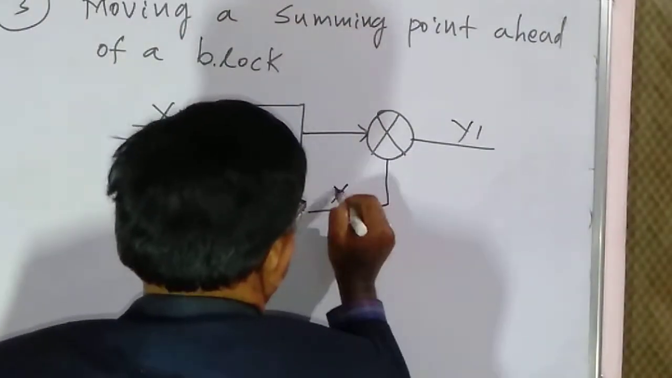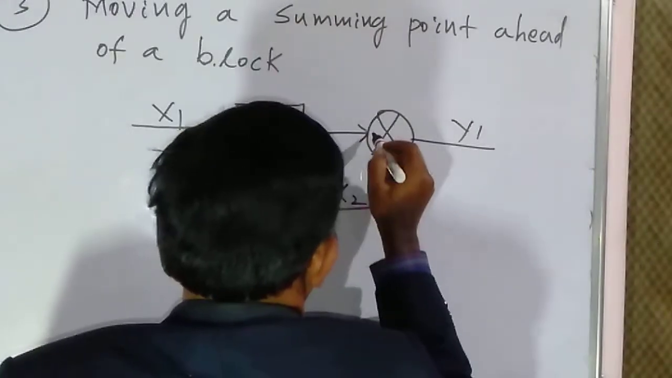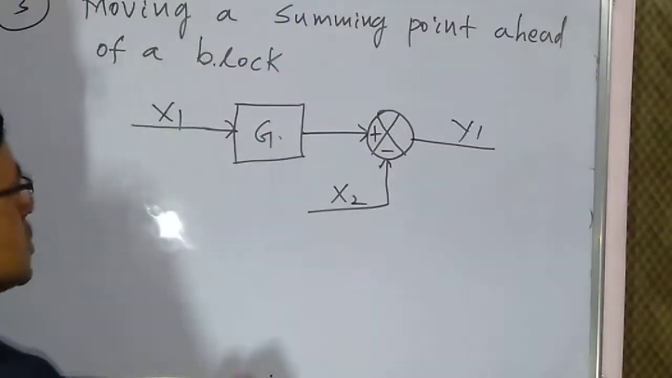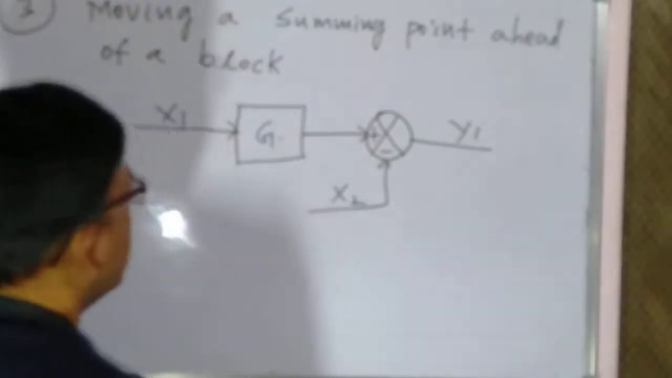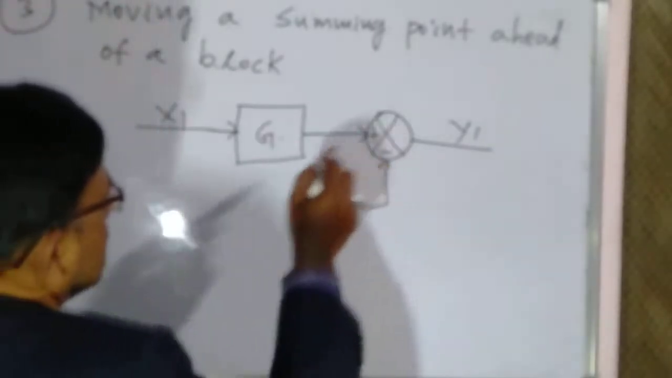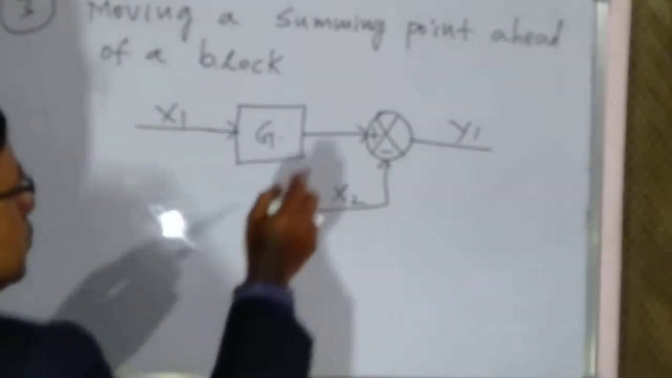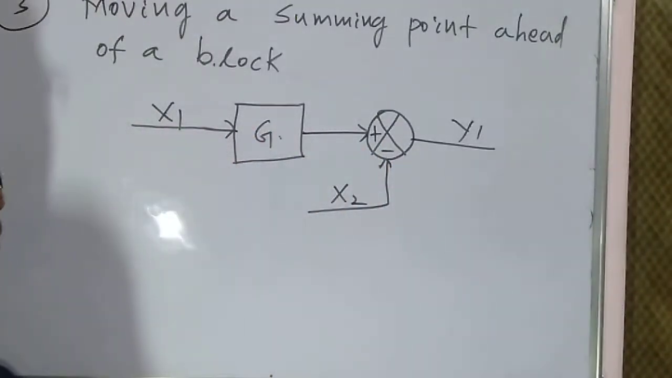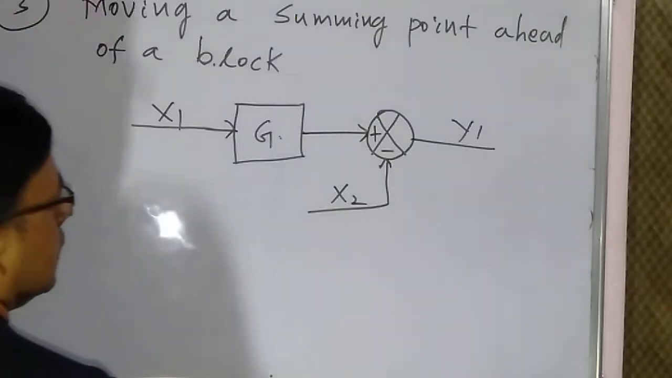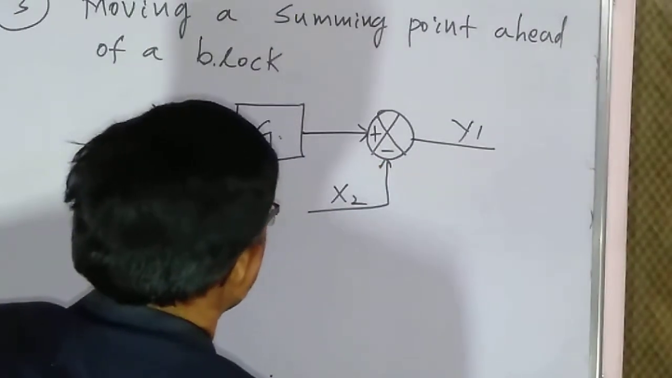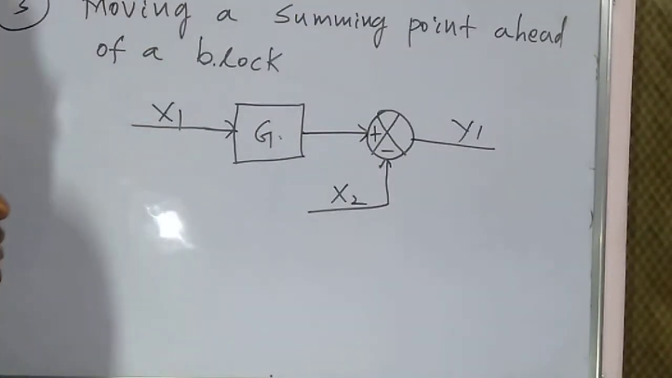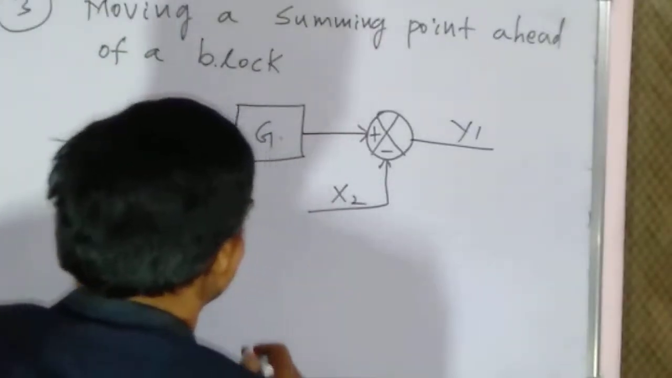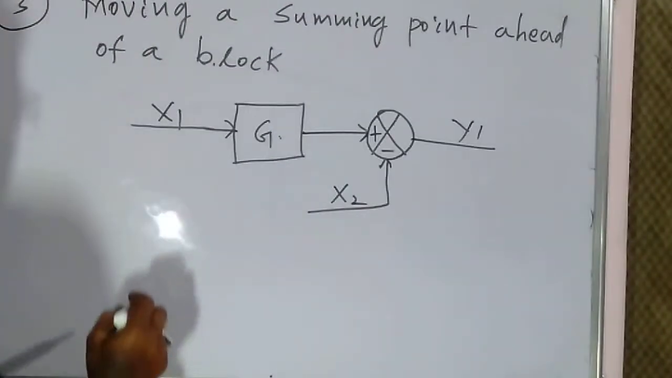Let's assume that this is your x2. It is plus minus. So the summing point is ahead of the block, in front of this block. We want to move this summing point to this side, that is beyond this block. Then what change will take place, or how will we represent this change in the block diagram reduction technique?